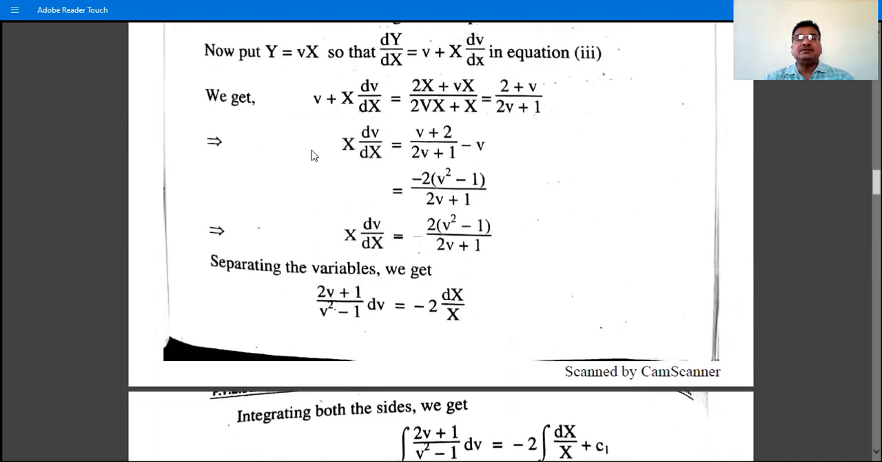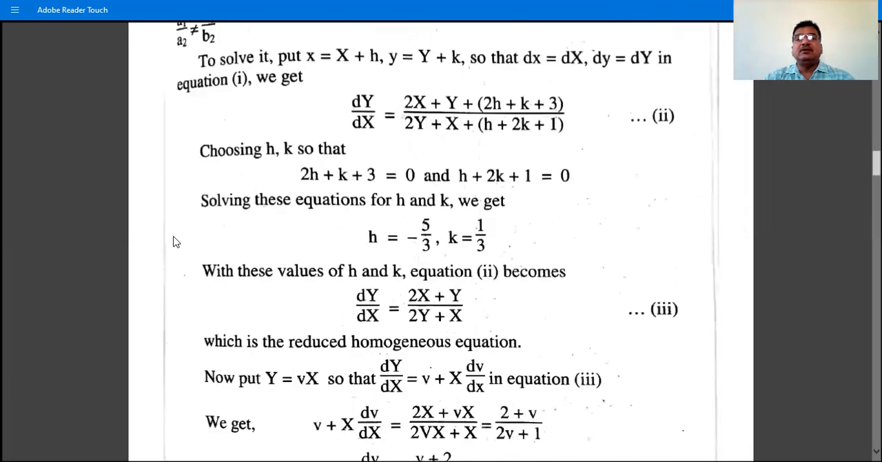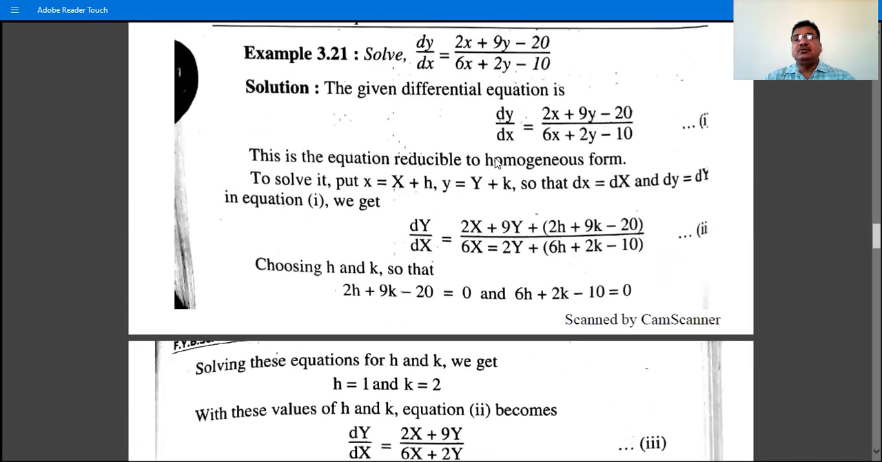So mention that first, that in this equation a1 by a2 is not equal to b1 by b2, and this equation is of the type reducible to a homogeneous differential equation. So now we have to substitute small x as capital X plus h, small y as capital Y plus k, and then dx is dX and dy is dY.